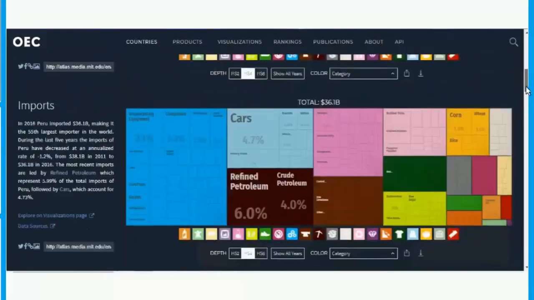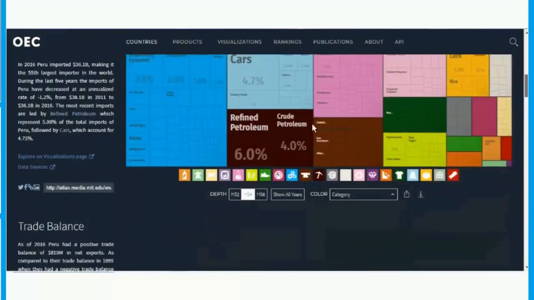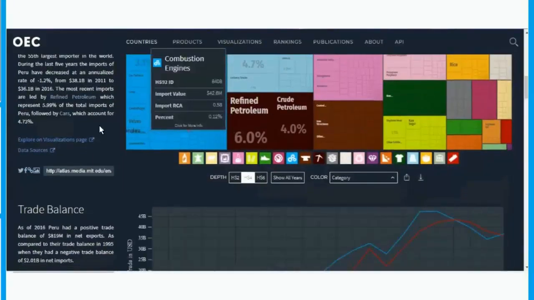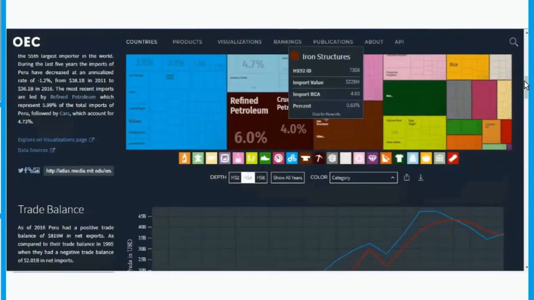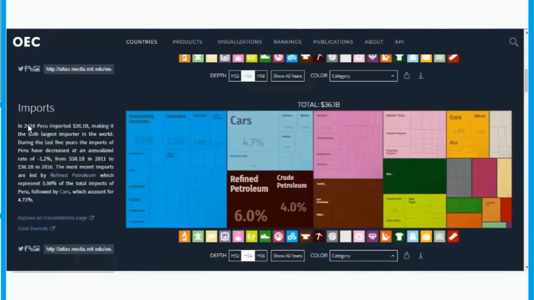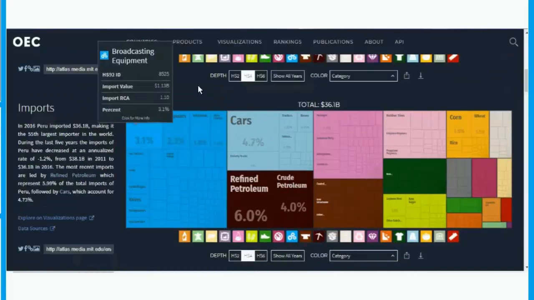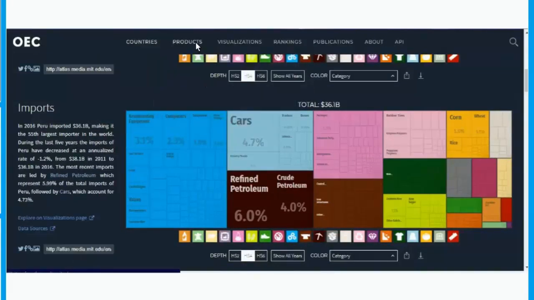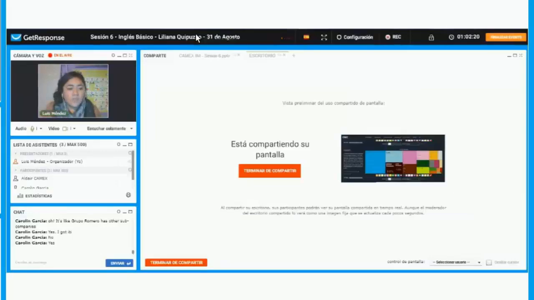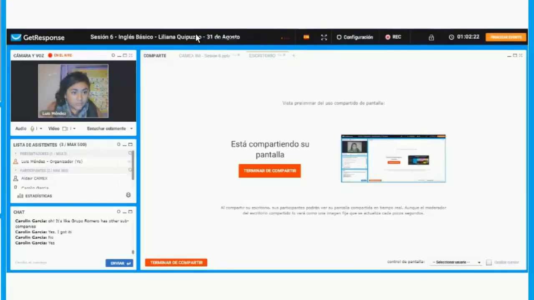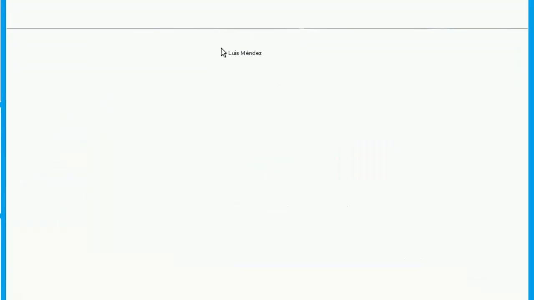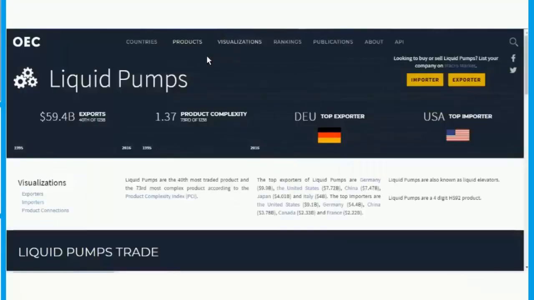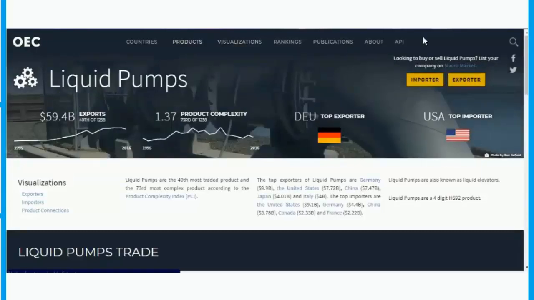Then, if you scroll down, you can see imports. And you can see what we are importing. What did we import in 2016? So we can see the equipment, the cars. So it is really interactive, and we can get to know a little more about how other countries are doing, maybe if it is a country that we are going to do business with.